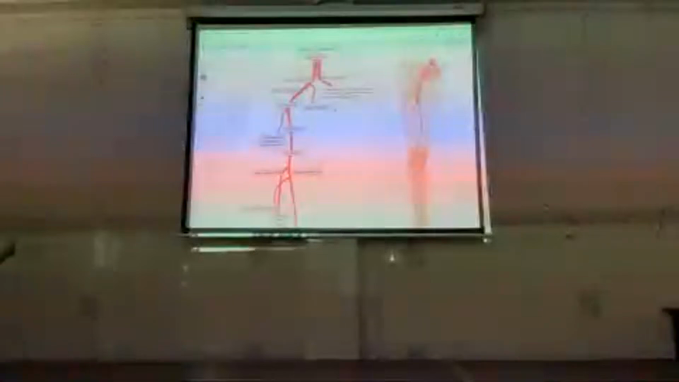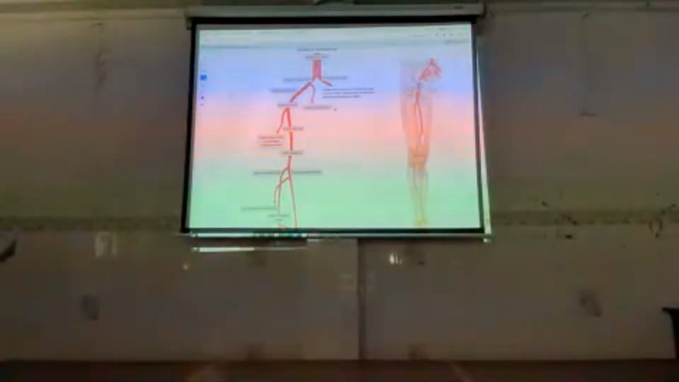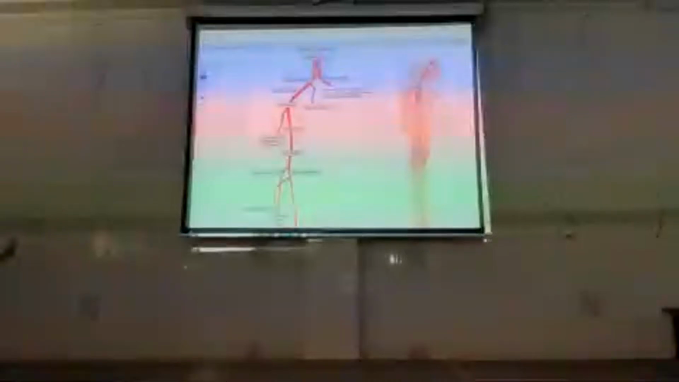Okay, look at our diagram. Try to draw the diagram now: arterial supply to the abdomen, venous supply to the abdomen. Try to draw.